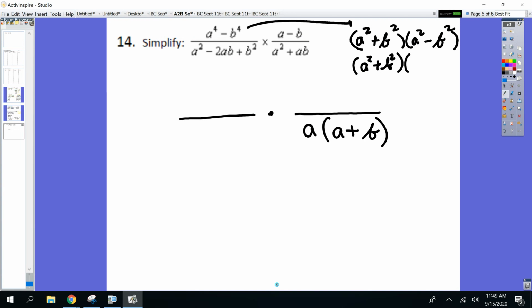It'd be A squared minus B squared. What do you think that'll turn into? A minus B, A plus B. Done. A minus B, A plus B. Good work. All right, so that's what I'm going to put over here.